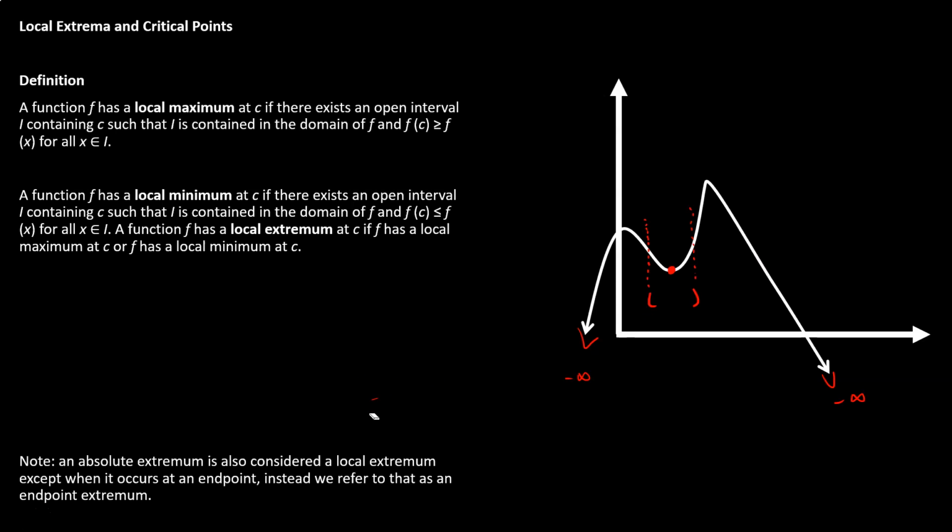Something to note is that if you find an absolute extremum, it's also technically a local extremum, except when it occurs at an endpoint. So if your absolute max or your absolute min comes from that closed interval, then we don't call that a local extremum, we call that an endpoint extremum.